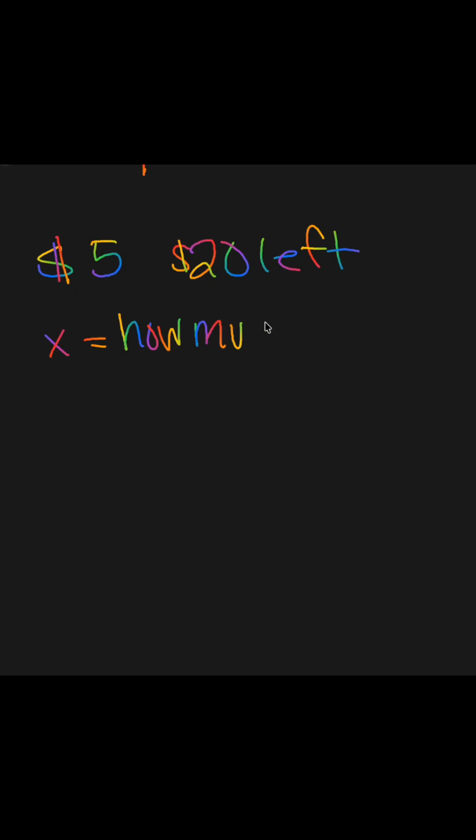Let's do a real world example. If you spend $5 and have $20 left, how much money did you have at the start? So you want to identify the variable first. So x equals how much money I had at the start, right? So if I spend $5, that means whatever I had at the start, I spent it, so subtracting it, and then I now have $20.